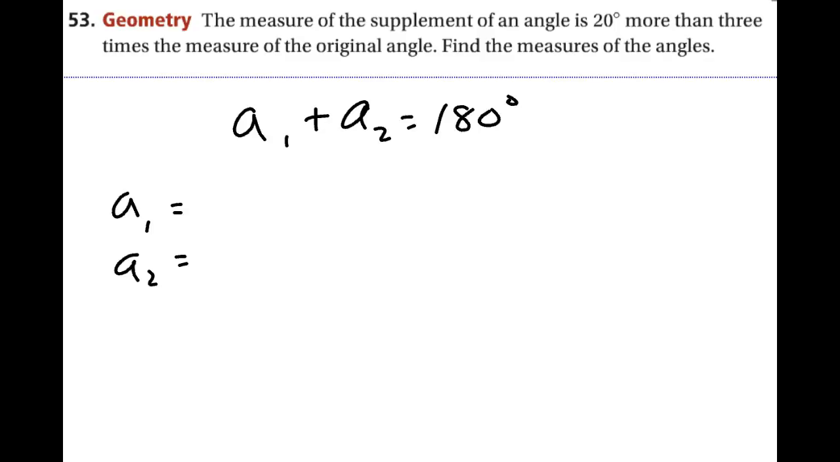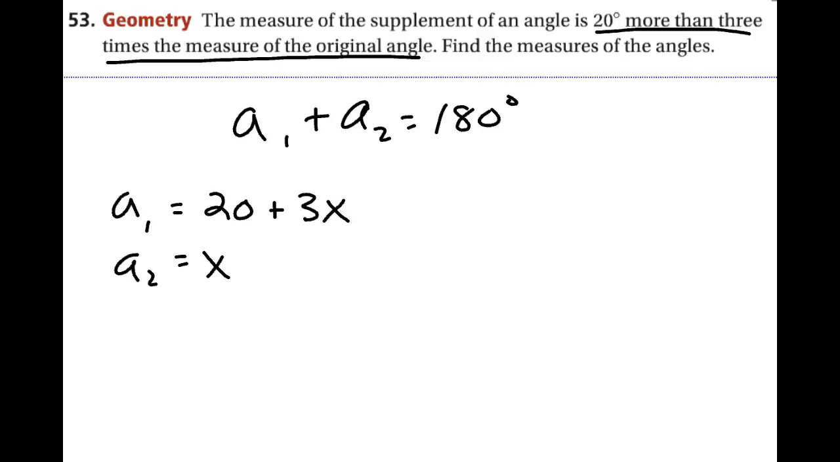It says one angle is being compared to the other, so just let one of these angles be x. And it says the one that's not x is 20 more than 3 times the original. So I guess I'm saying A2 is my original. Probably would have made more sense to say A1 is my original, but it doesn't matter. So one of them's x, the other one is 20 more than. More than is another way to say plus. And then 3 times whatever the other angle is. So we've got a nice algebraic expression for each one of my unknowns.